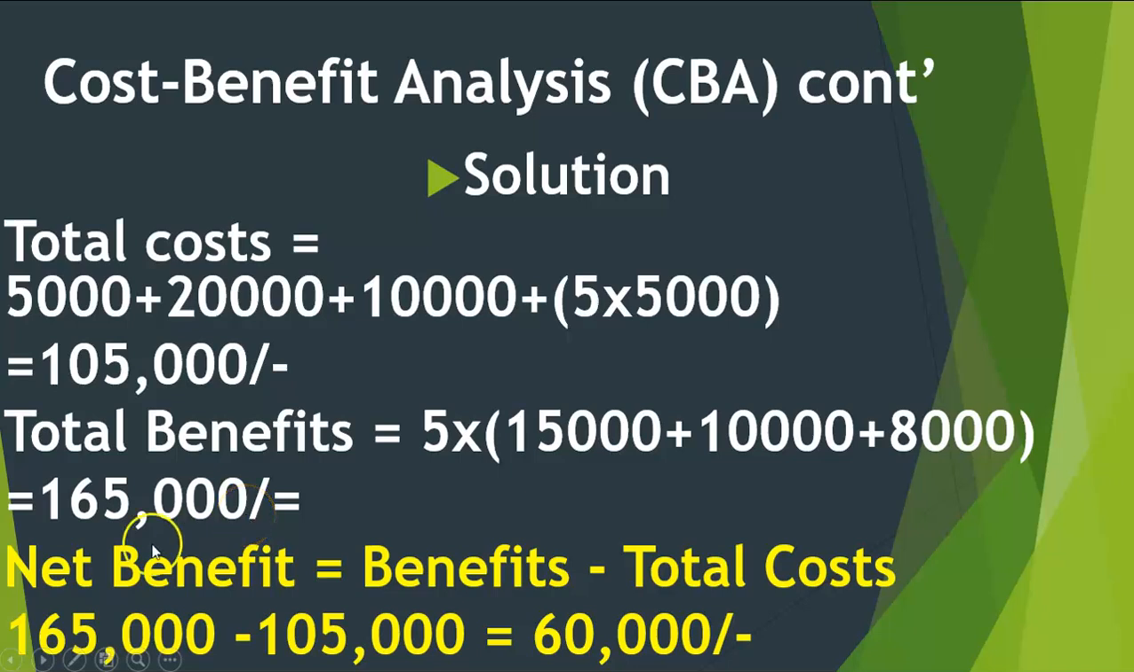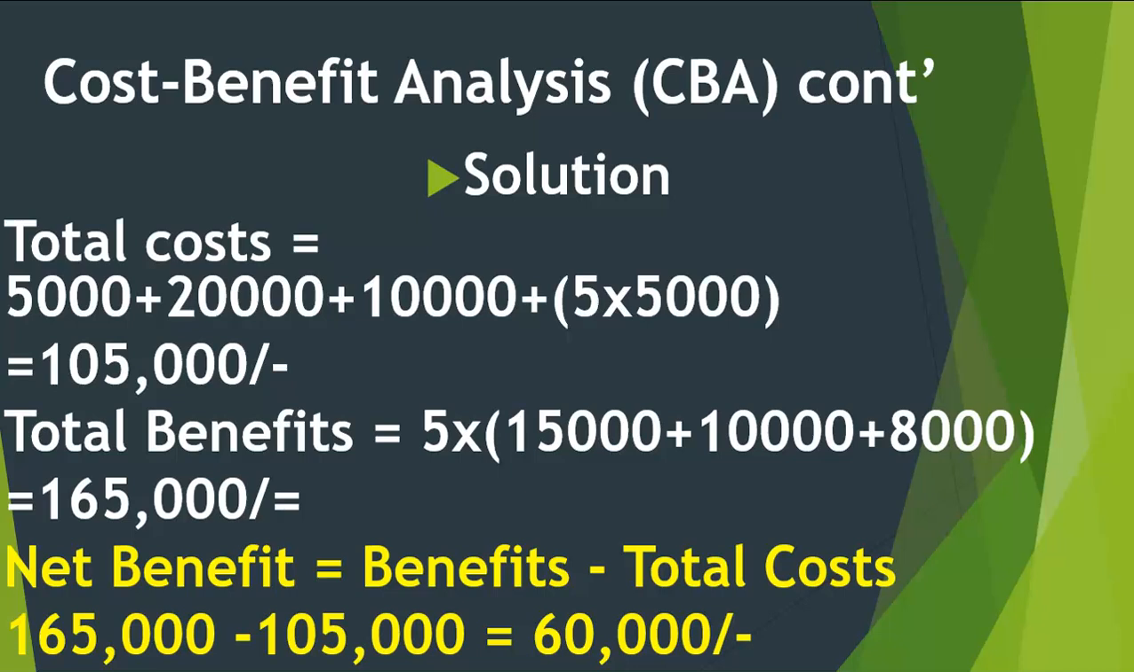Then it means that the net benefit, which is what we are referring to as CBA, will be given by benefits minus total costs, and that gives us 165,000 minus 105,000, which gives us 60,000 Kenya shillings. So that is the cost and the benefits of that system, and therefore this is a very viable project to go on to.